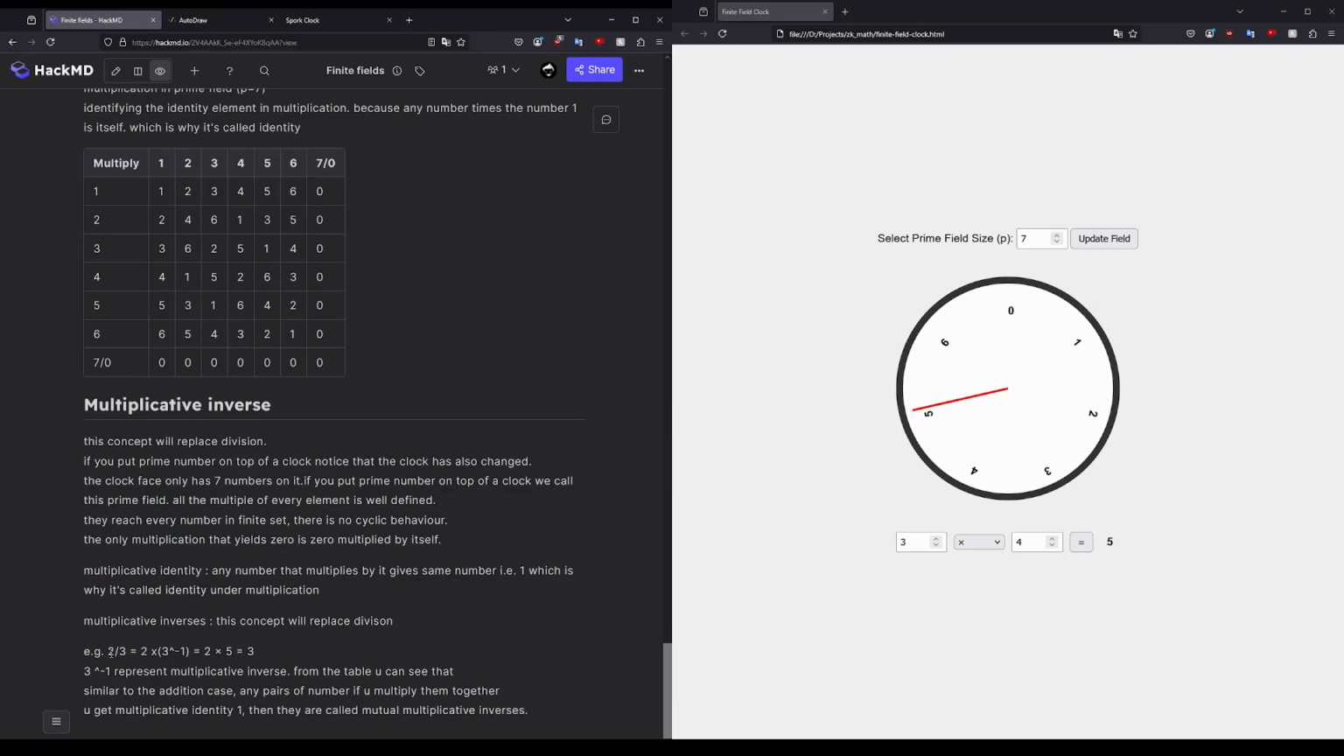So take this as an example. 2 divided by 3 can be written as 2 times 3 to the power of -1, and for 3 we already established the multiplicative inverse is 5, so it can be written as 2 times 5, which is 3. So 3 to the power of -1 represents the multiplicative inverse. And similar to the addition case, any pair of numbers, if you multiply them together, you get the multiplicative identity 1. Then these are called mutual multiplicative inverses.